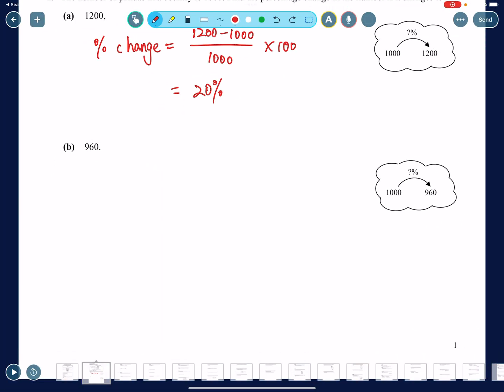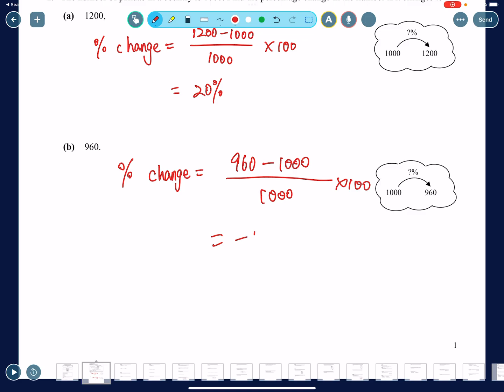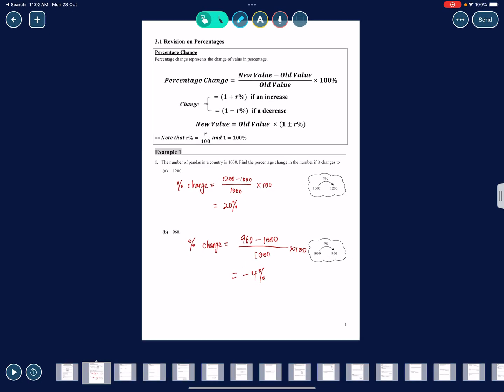For a decrease in value, so 960 is smaller. Now make sure you don't always put the larger one in front. Percentage change can be negative. So 960, new value, minus old value 1,000 divided by old value 1,000 times 100 is equal to negative 4%. So it decreases by 4%. That's what it's saying.